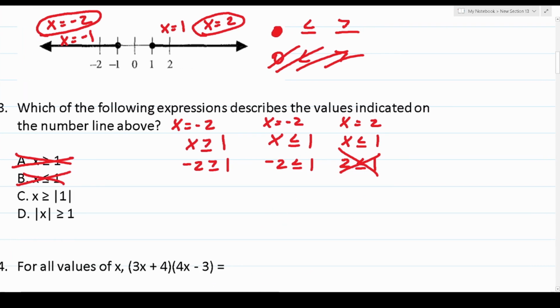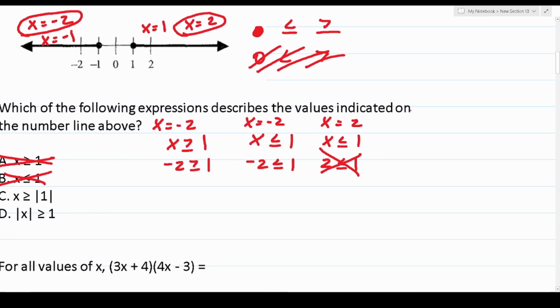Let's go ahead and test C now. Again, we're going to let x be -2, and if necessary, we'll test x equal to 2 as well. And we're going to test those in the expression given by C, notably x is greater than or equal to the absolute value of 1. Let's plug in -2 for x to start. So this is -2 is greater than or equal to the absolute value of 1, which is 1. Is -2 greater than or equal to +1? It isn't, so that's not a true statement.